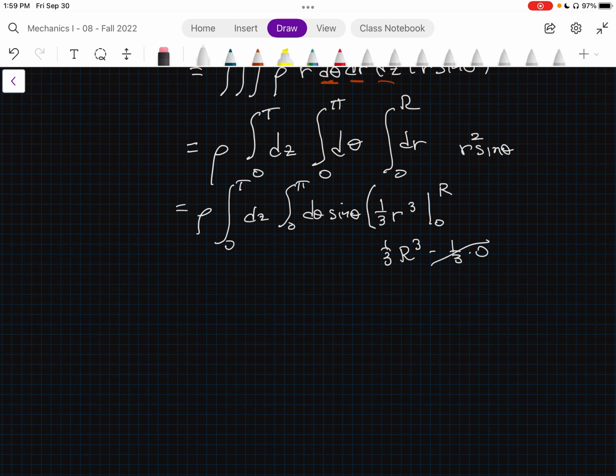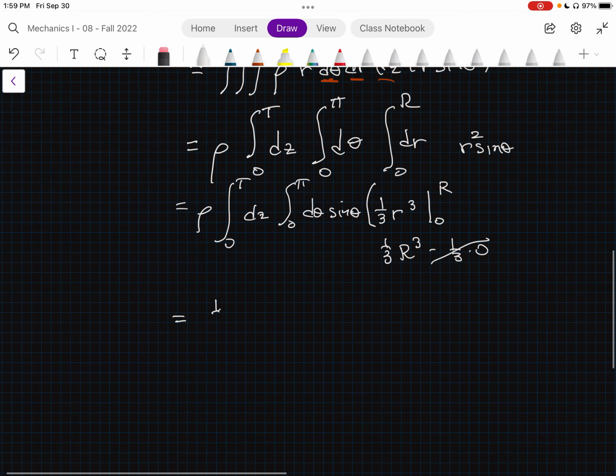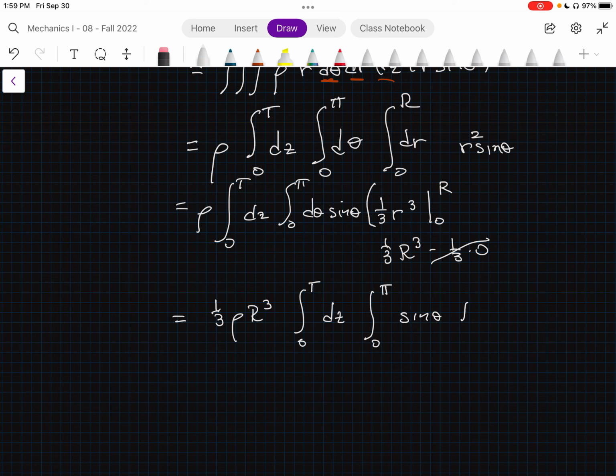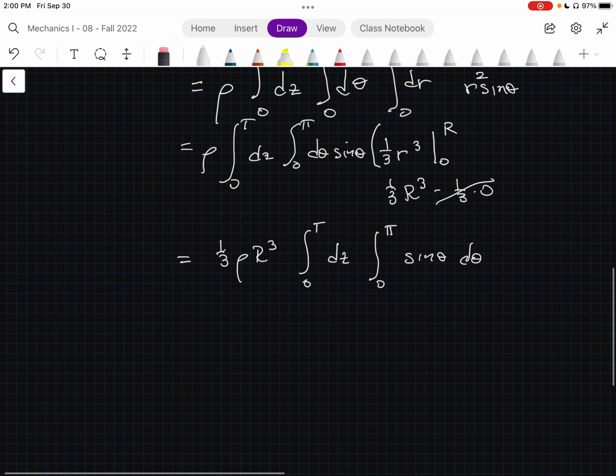Now these are constants, so I'm going to move them to the left out of my integration. I'm going to write 1/3 rho r cubed, and then I have my integral in the z direction from 0 to t, and my integral in the theta direction from 0 to pi of sine theta d theta. And now I can integrate the theta part. So we just do one dimension at a time.